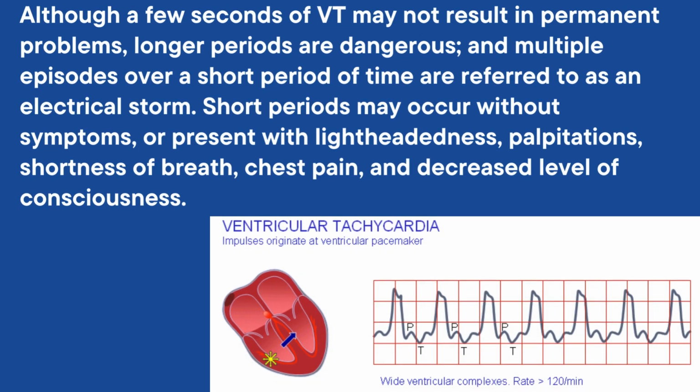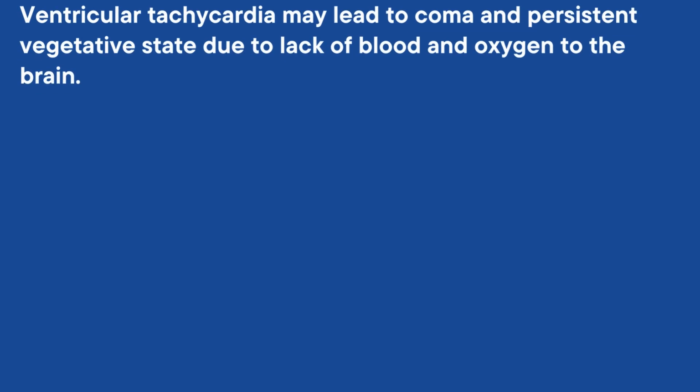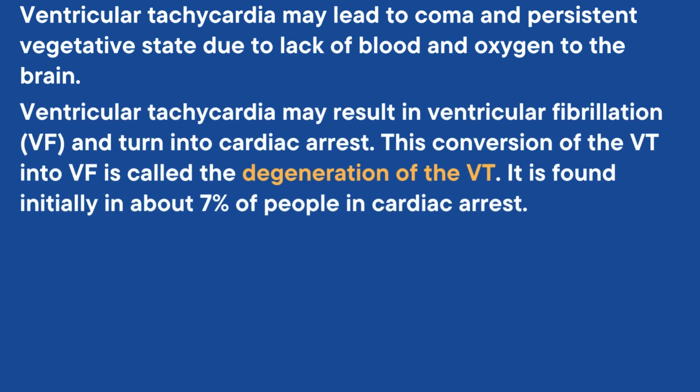Although a few seconds of VT may not result in permanent problems, longer periods are dangerous, and multiple episodes over a short period of time are referred to as an electrical storm. Short periods may occur without symptoms or present with lightheadedness, palpitations, shortness of breath, chest pain and decreased level of consciousness. Ventricular tachycardia may lead to coma and persistent vegetative state due to lack of blood and oxygen to the brain. Ventricular tachycardia may result in ventricular fibrillation and turn into cardiac arrest. This conversion of VT into VF is called the degeneration of VT. It is found initially in about 7% of people in cardiac arrest.